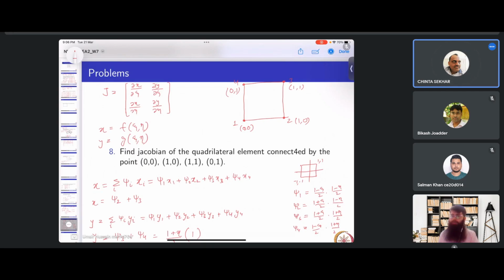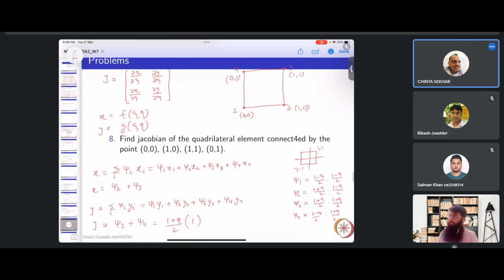So a 2 by 2 matrix will come. Yes, it will be a 2 by 2 matrix. For 2D, it's a 2 by 2. Okay, so I hope there's no further doubt here. If there's any doubt, you can let me know.